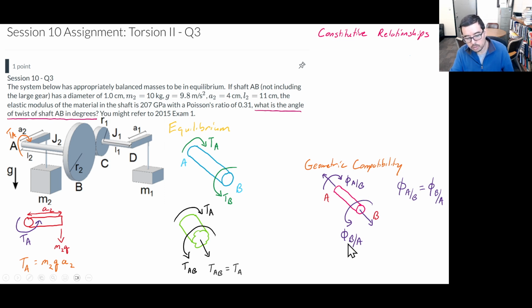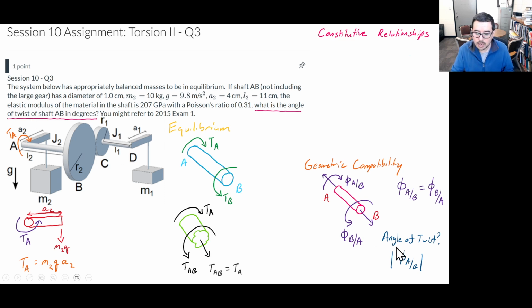And conversely, if we keep A fixed, how is B going to displace angularly at this end with respect to A? Using this convention, we have that phi A/B, or phi A relative to B, is equal to phi B relative to A. This is not necessarily rocket science or earth-shattering, but it helps us get an idea of what the angle of twist that we're interested in might be.